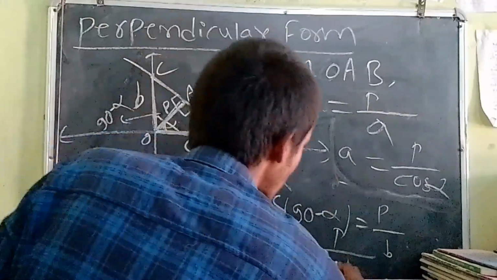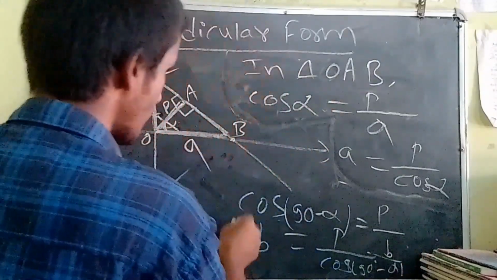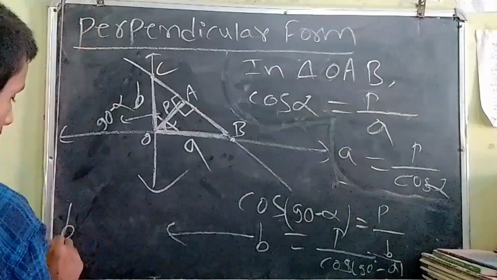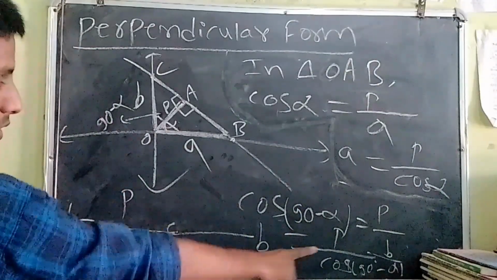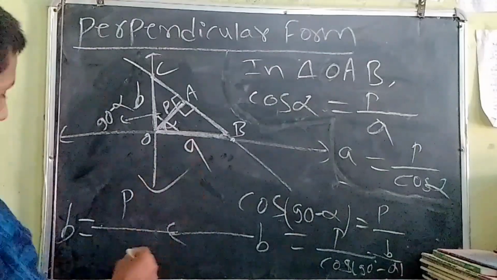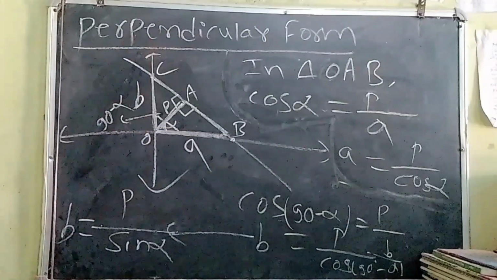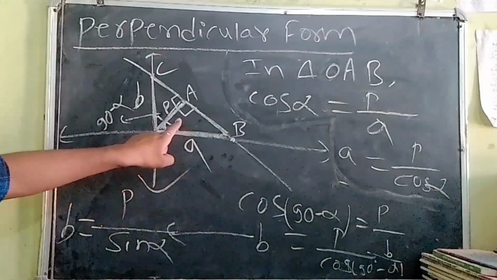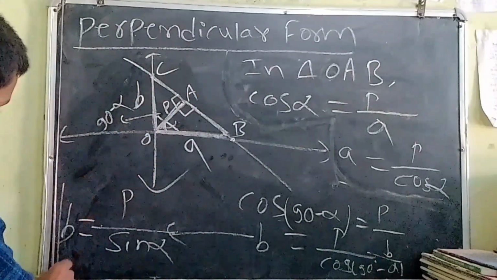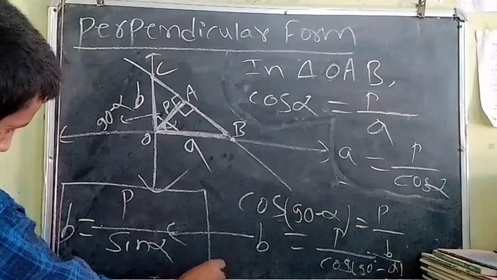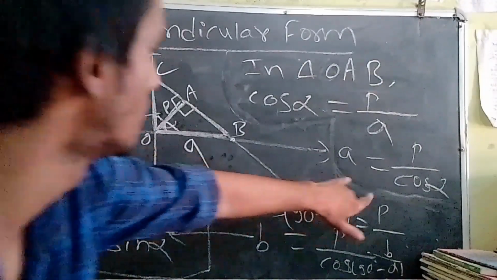Then write it again. From this, what B comes out to be is P over, what is cosine 90 minus alpha? This is the same as sine alpha. Now you can see the relationship between this and this. What is the relationship between this alpha and the length of this? So we came up with B, meaning the y-intercept.